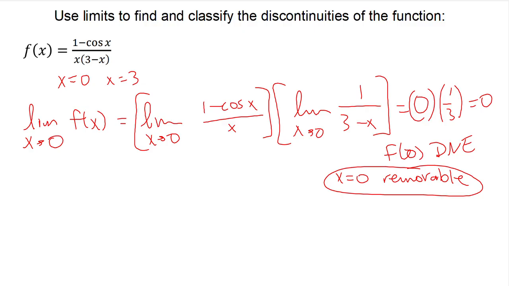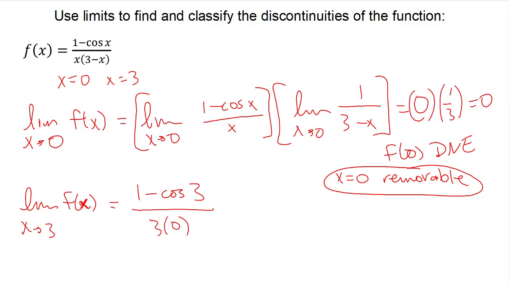And then for our other one, once we do a limit as x approaches 3 of f of x, well, we don't have to do a limit, it's just 1 minus cosine of 3 over 3 times 0, which is just 1 minus the cosine of 3, which is just some number, divided by 0. Well, some number divided by 0 is either positive or negative infinity. And if the limit comes out to be positive or negative infinity, we know that it is an infinite discontinuity.